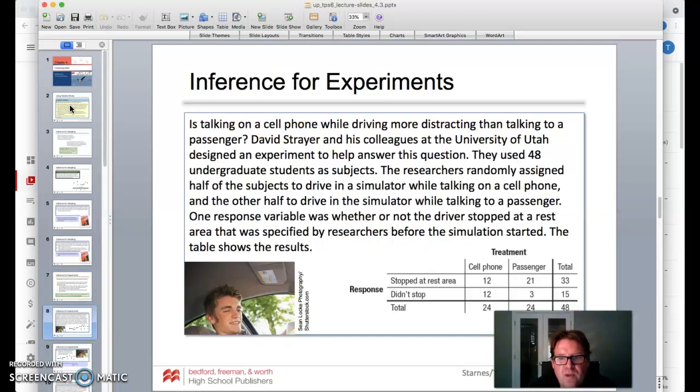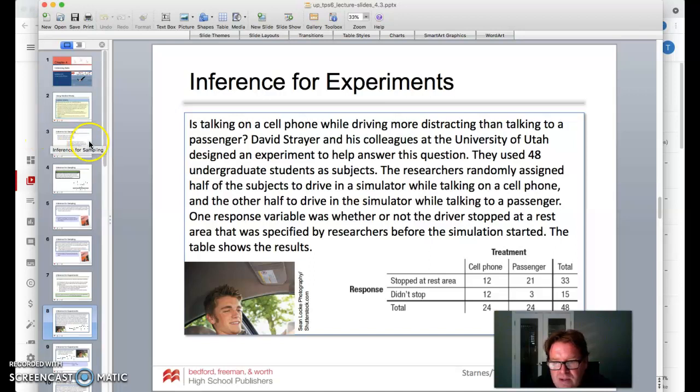All right, so here we go. We have this situation. Is talking on a cell phone while driving more distracting than talking to a passenger? David Strayer and his colleagues at the University of Utah designed an experiment to help answer this question. They used 48 undergraduate students as subjects. The researchers randomly assigned half of the subjects to drive in a simulator while talking on a cell phone, and the other half to drive in the simulator while talking to a passenger. One response variable was whether or not the driver stopped at a rest area that was specified by researchers before the simulation started. The table shows the results.